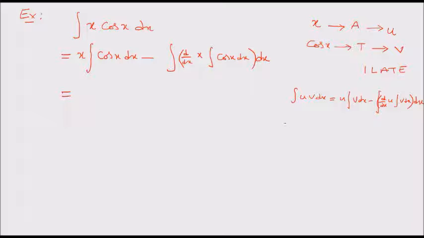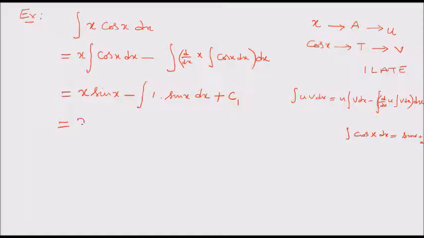Now what is integration of cos x? It is sin x plus c, right? So I am writing that x sin x minus integration of d by dx of x is 1 and integration of cos x is sin x, dx. A partial form of integration has been done, so I am taking an integral constant as c1.